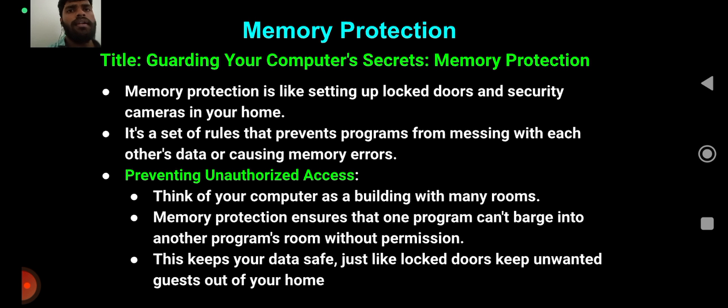And let us see the memory protection. Memory protection is like setting up locked doors and security cameras in your home. It sets up the rules that prevent the programs from messing up with each other's data or causing memory errors. That is, memory protection is nothing but utilizing the memory so that the data and the programs are executed properly, and preventing unauthorized access.